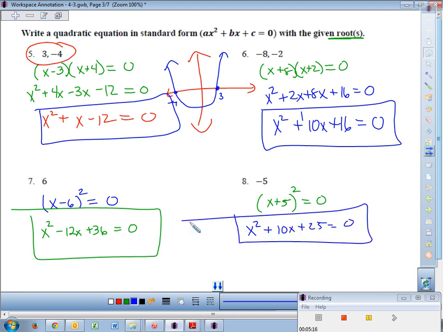All good in the neighborhood? Tell me what these things are called right here. This one and this one. What are these called? You better hurry. X squared plus 10x plus 25. X squared minus 12x plus 36. Say that louder for me. Perfect square trinomial situations. Perfect square trinomials. Next.